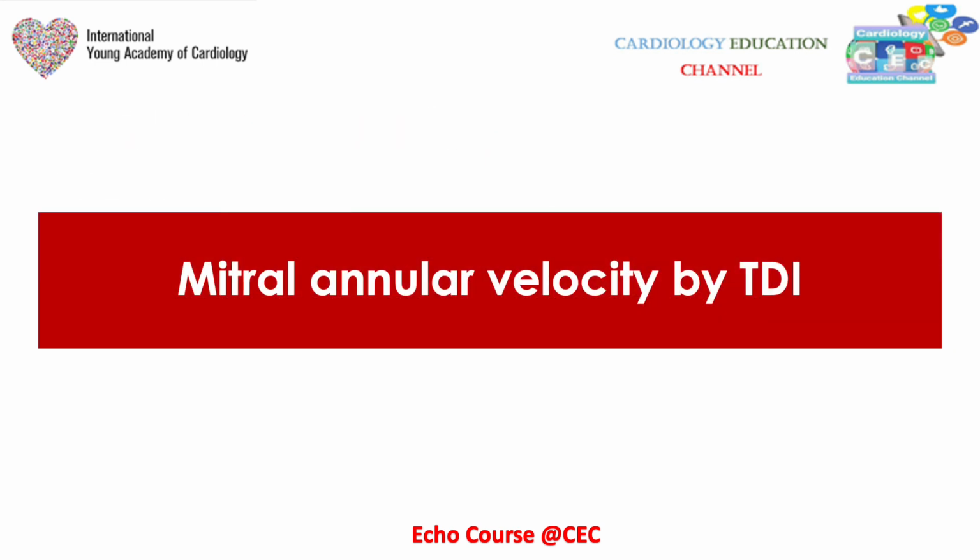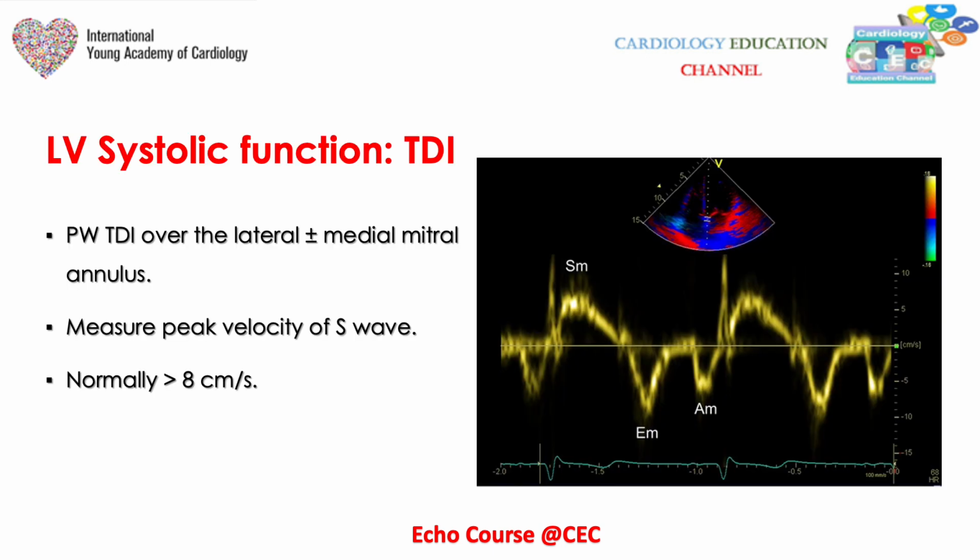We also have some indirect measures of LV systolic function, like the mitral annular velocity by TDI, and you can rely on these measurements if your machine doesn't have strain imaging and you are trying to assess patients, especially those on chemotherapy. This comes in handy, the mitral annular velocity by the tissue Doppler index. Here you put your pulsed wave tissue Doppler over the lateral and the medial mitral annuli, then take the average of both and measure the peak velocity of the S wave, as we can see here. You measure this point, and it's normally more than 8 centimeters per second for the average between the medial and the lateral wall. Below 8 is considered abnormal.